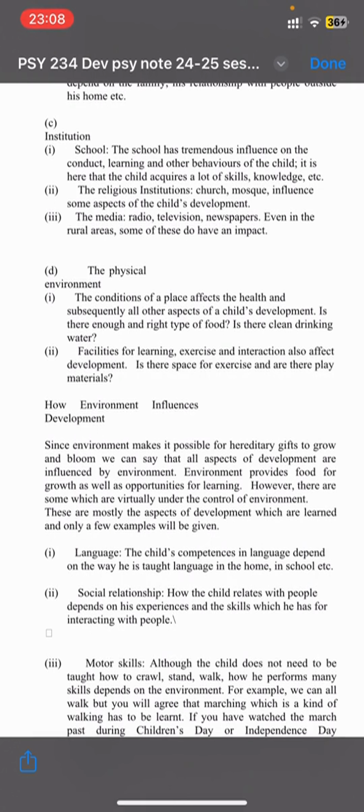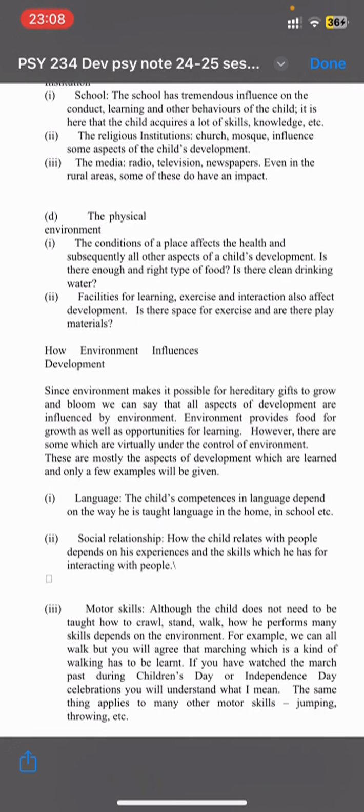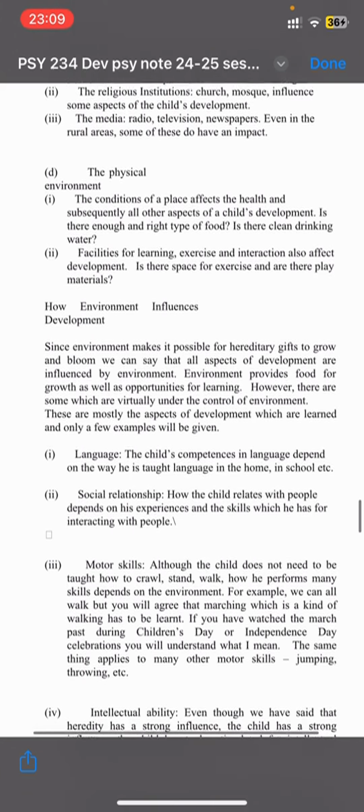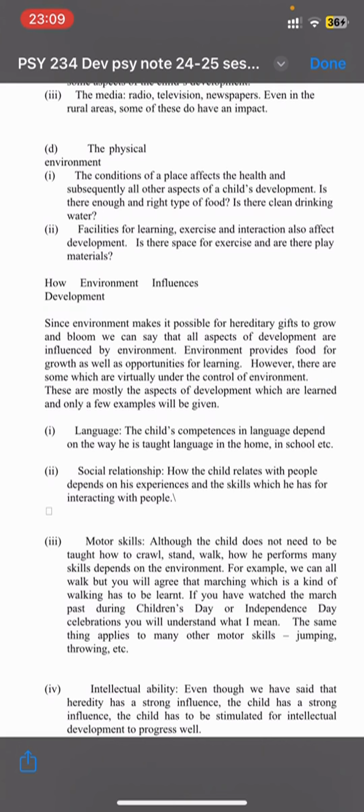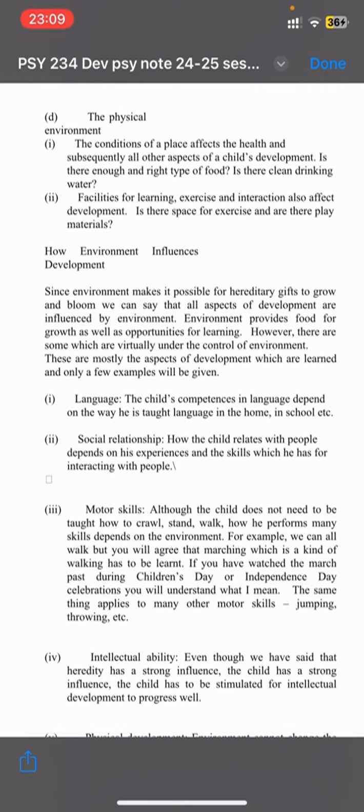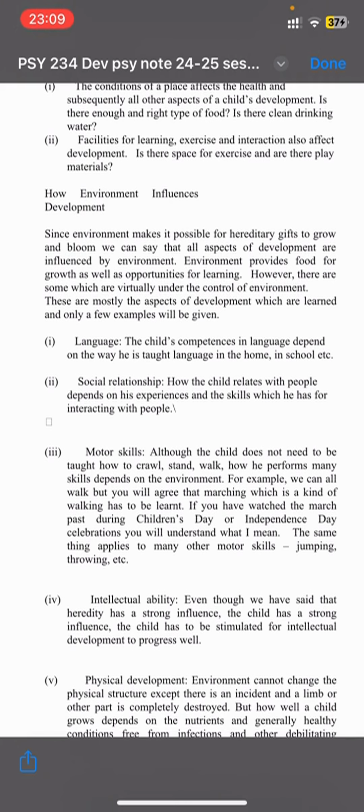Now, how the environment influences development. Since the environment makes it possible for hereditary gifts to grow and bloom, we can say that all aspects of development are influenced by the environment. Environment provides food for growth as well as opportunity. So, I think what this is trying to say is, even if in your genes you're meant to be 6 foot tall, if in your environment you don't eat good food, you're malnourished, some of these things can hinder your growth. Now, however, there are some aspects which are virtually under the control of the environment. These ones are purely under the environment.